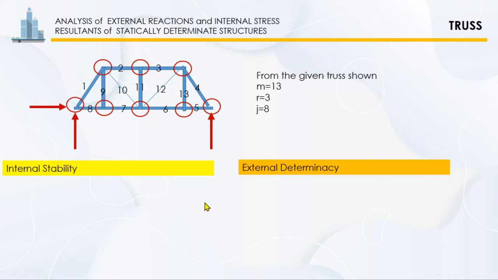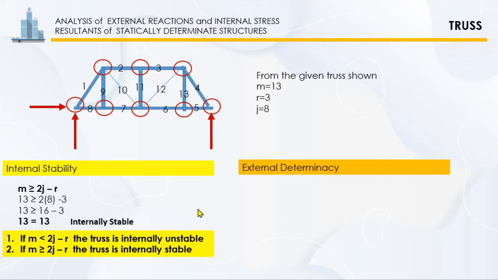Okay? So, let's check the internal stability of this truss. We have M is greater than or equal to 2J minus R. How many members do we have? That is 13. The 2 is fixed, multiplied by 8 minus 3. Again, class, the 2 is fixed because we only have two equations of equilibrium that we can use here. So, we have 13. This is 16 minus 3. So, we get 13 is equal to 13. It only means that this given truss is internally stable.